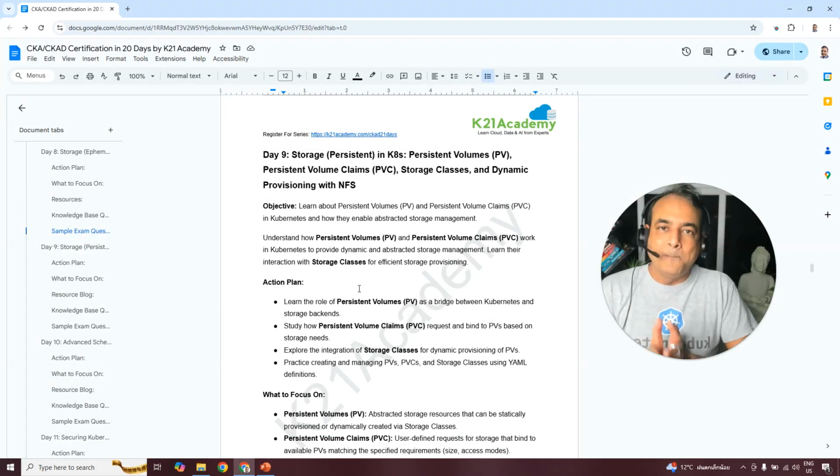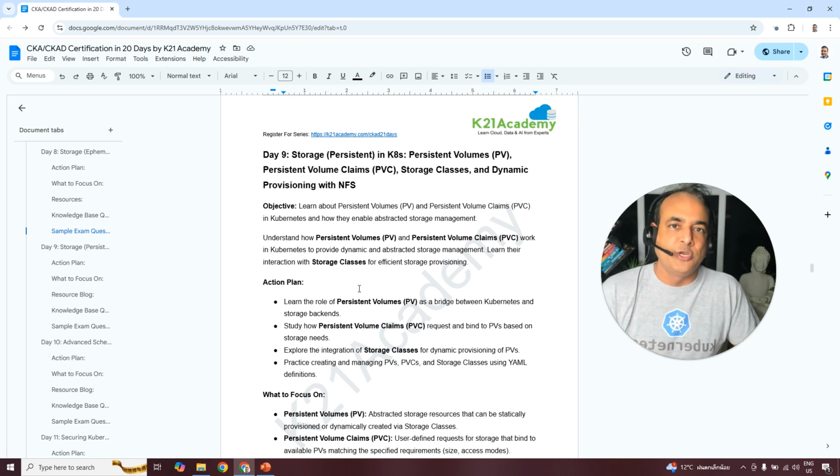Day 9 is going to be persistent storage, and this is storage that stays even after you restart your clusters, or your pods get restarted or crash, or new pods are spun up. You can use that storage.